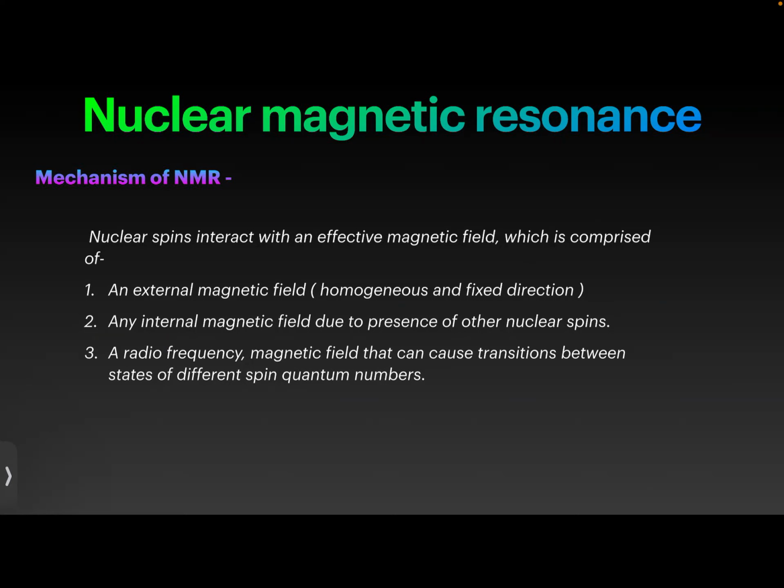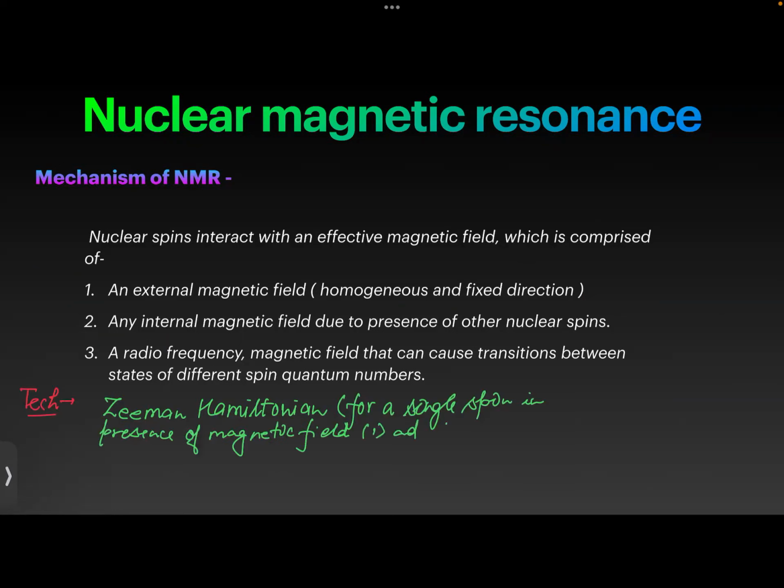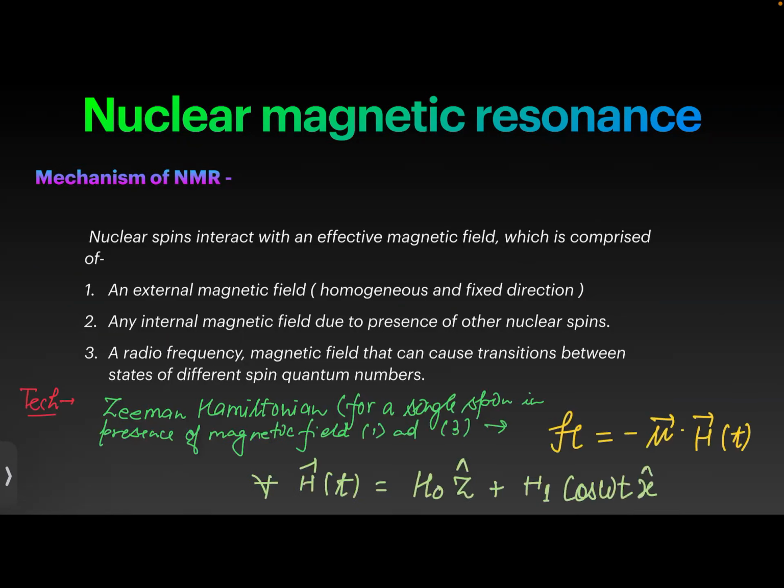And there is a second part also, which is actually an internal magnetic field, which is due to the presence of other nuclear spins. So if we go to the technical part, if we write the Zeeman Hamiltonian for a single spin in presence of magnetic field 1 and 3, we can write it as minus mu dot H, where H is the effective magnetic field, and H naught is the first part, the external magnetic field, which is in the z direction, and the H1 cos omega t is in the x direction. This is the part of the radio frequency magnetic field.